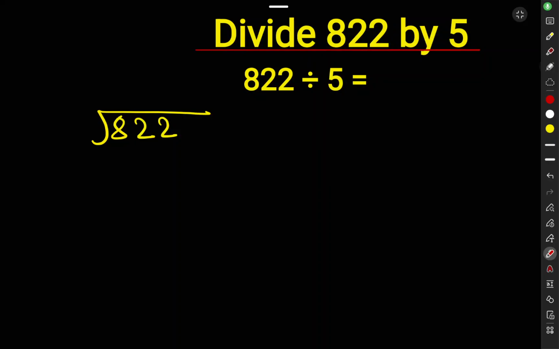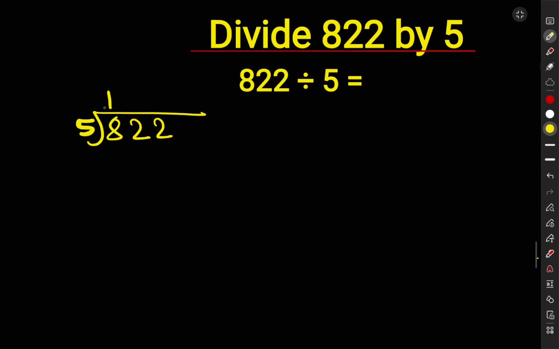Here we divide 822 by 5 in a long division method. So 5 times 1 we get 5. On subtracting we get 3. So now we put down these 2 and it is 32.